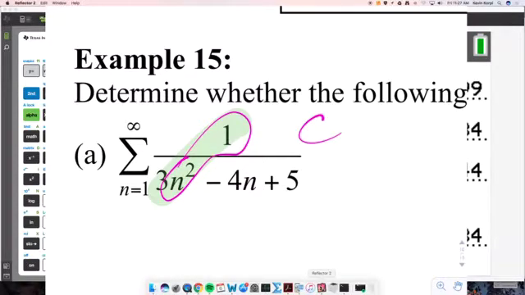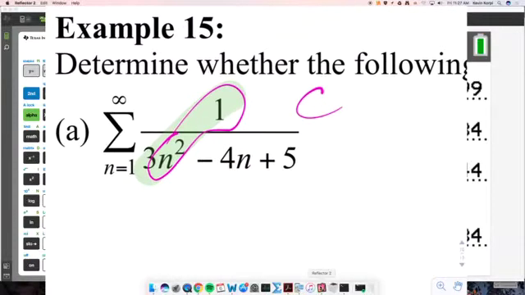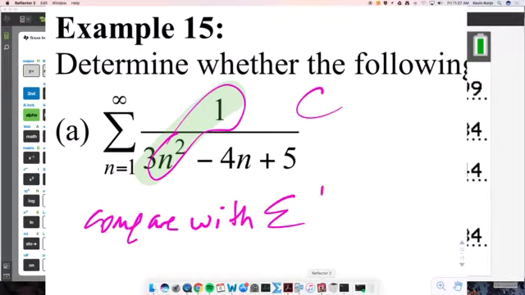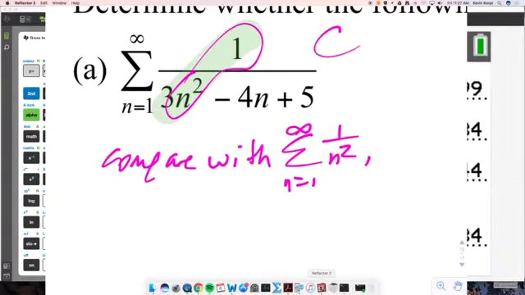Now, to prove it, I'm not going to use the direct comparison. The direct comparison is just a little bit easier. There's less writing. You just show one inequality. There's really nothing to compute. That's why it has its advantages. But here, the minus 4n and the plus 5, some of those are going to be bigger, some of those are going to be smaller. I don't want to mess around with that. So let's just compare with 1 over n squared, which is, of course, a convergent p-series.